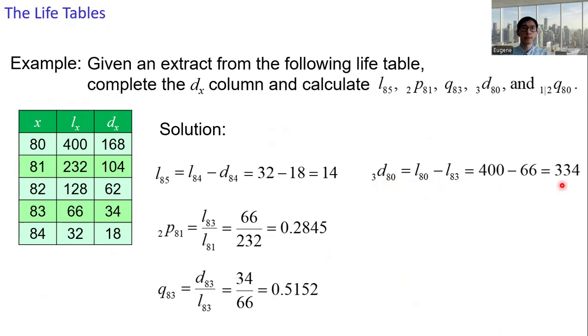334. The number of deaths between age 80 and 81, the number of deaths between 81 and 82, and then the number of deaths between age 82 and 83, sum them up. And then the last quantity, 1 bar 2 Q80. An individual currently at age 80 survived beyond age 81 but died before reaching age 83.